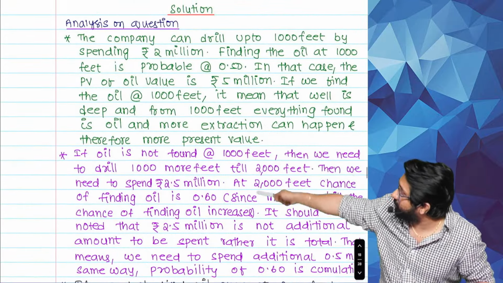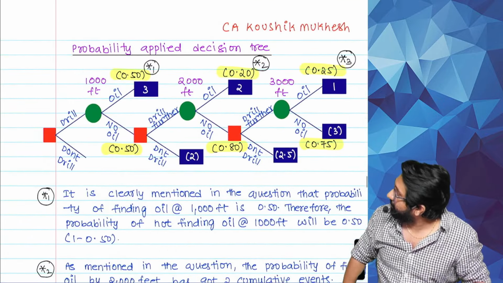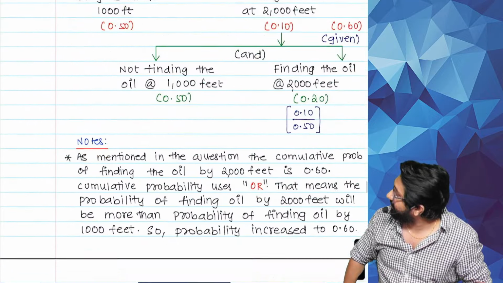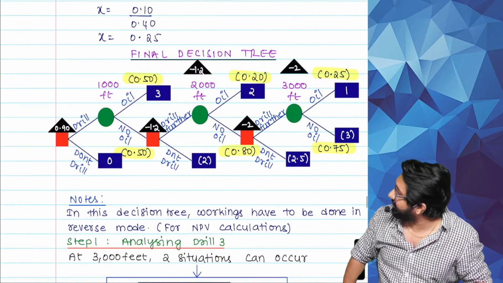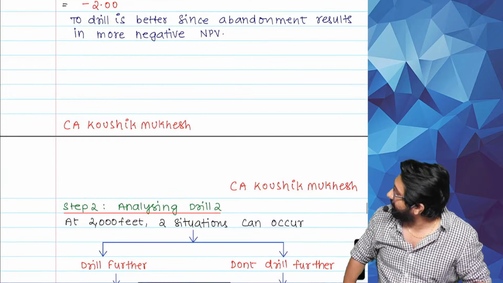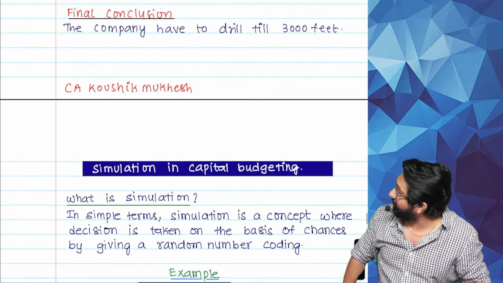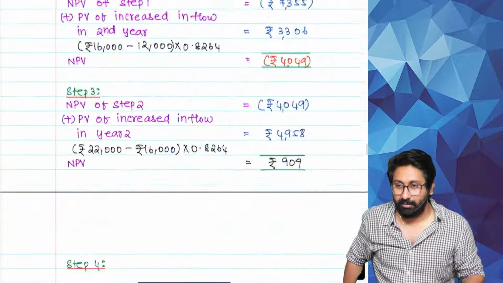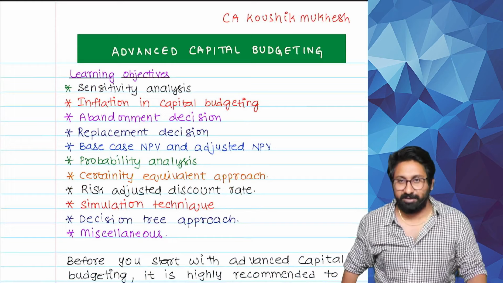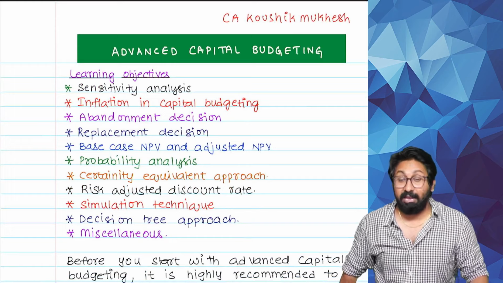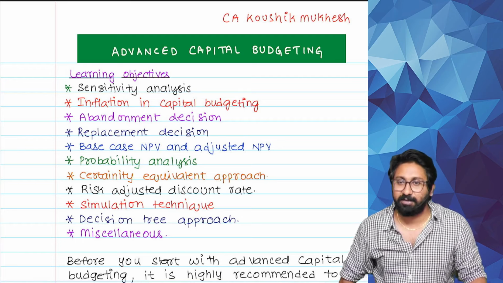First I have given the analysis of the entire question. Basic probability, applied probability, final decision tree. Again, not yet completed. Final conclusion. That question will take around 2 hours' time. So a question like that can come for 14 marks in the exam, when you practice those types of questions.